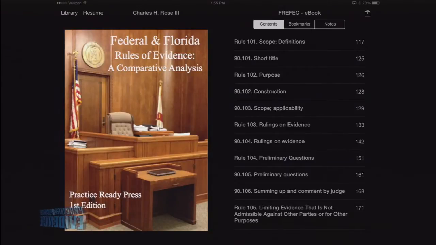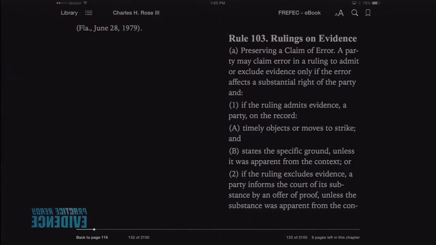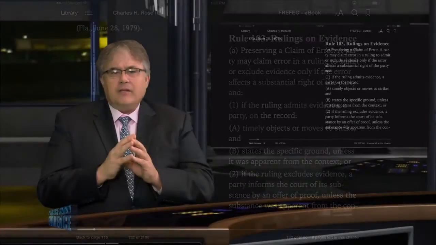But I really want to look at Federal Rule of Evidence 103, which talks about preserving a claim of error. Parties have the ability to claim error when the judge makes a mistake on admitting or excluding evidence. And 103 goes through the process of how that's supposed to work.